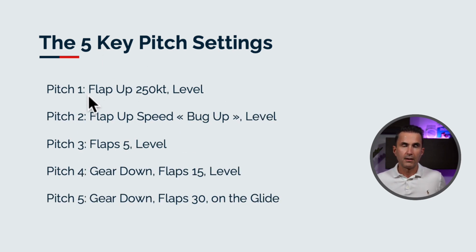Pitch 1, you're at flap up, 250 knots, level. Basically you're at 6,000 feet there and you're on your intermediate approach. Pitch 2, you're slowing down. So you go to flap up speed, which 737 pilots still call bug up speed today, flap up speed, level.